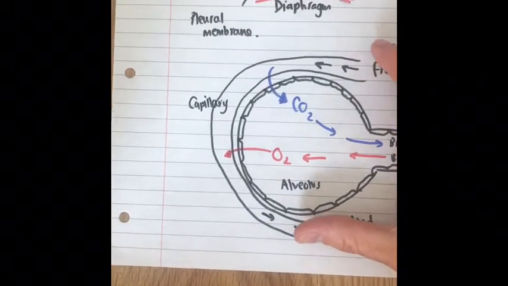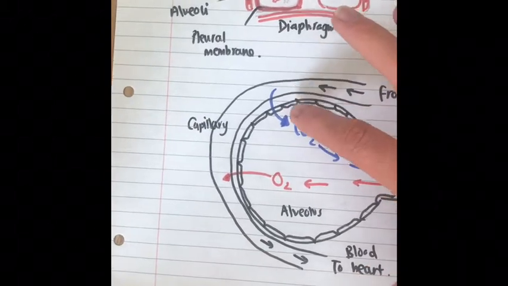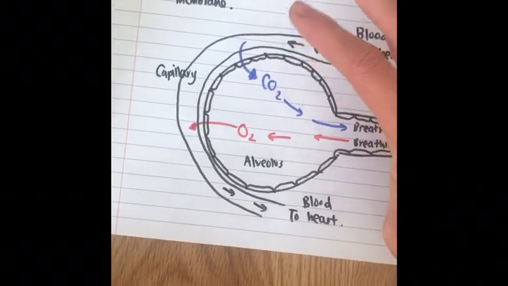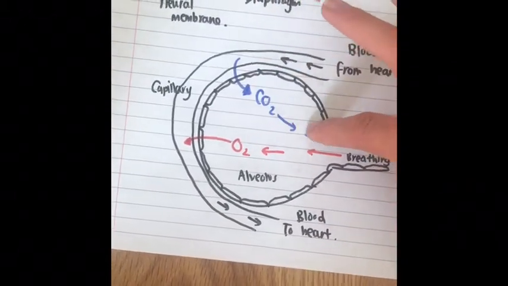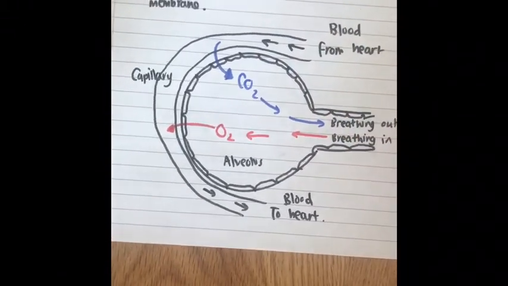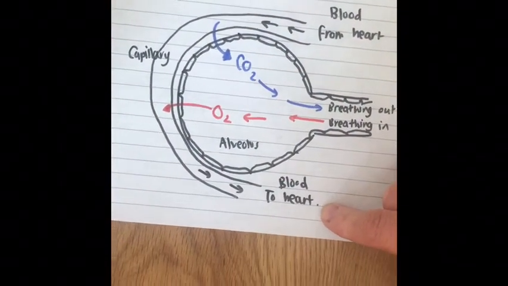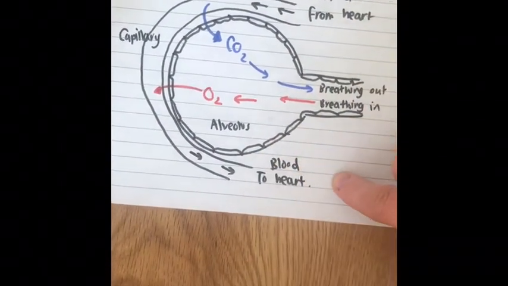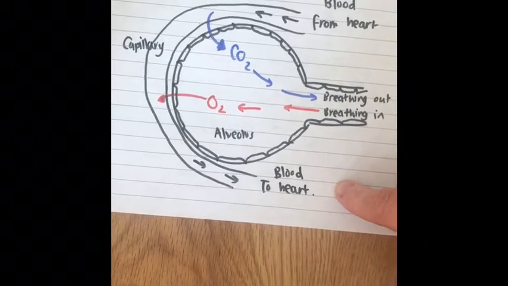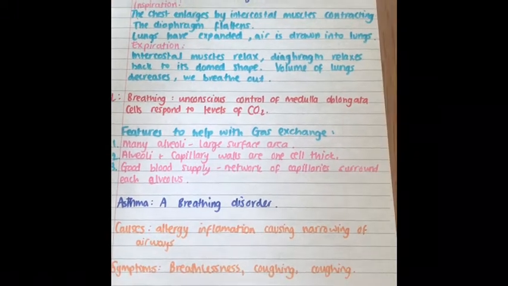And we have carbon dioxide coming from inside the capillary, through the walls of the capillary and through the walls of the alveoli and into the alveolus itself for us to breathe it out. Okay, and then the cleaned blood is brought back to the heart for us to transport this all around our body for respiration. So what is the mechanism of breathing?